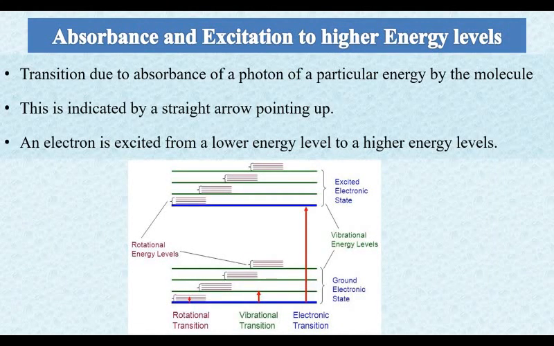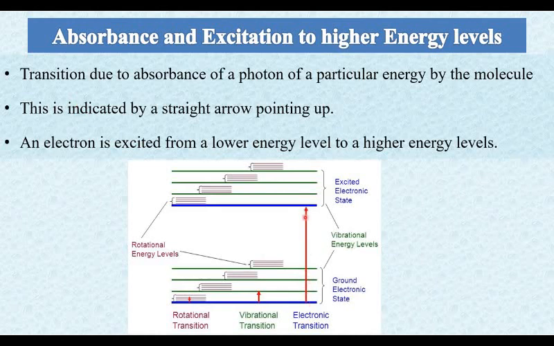First of all, absorption of light and excitation to a higher energy level. When a molecule absorbs a photon of a particular energy, it shows a transition. This transition is shown by the straight arrows pointing upwards. An electron is excited from a lower energy level to a higher energy level.